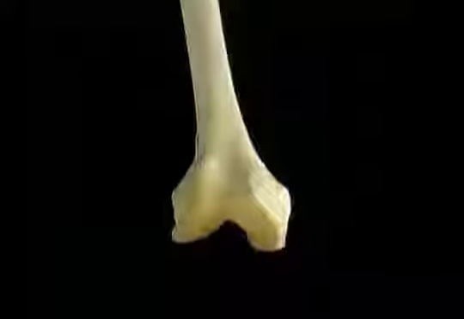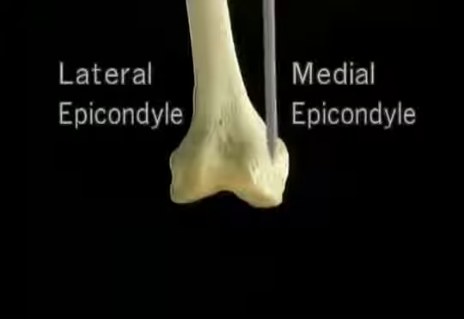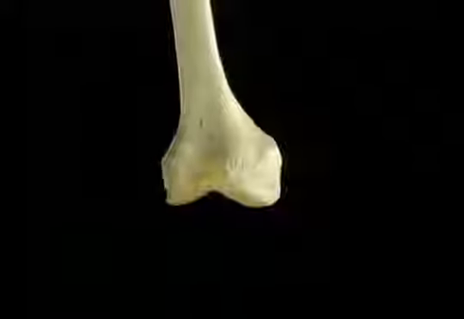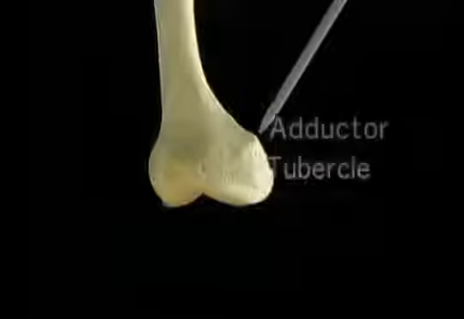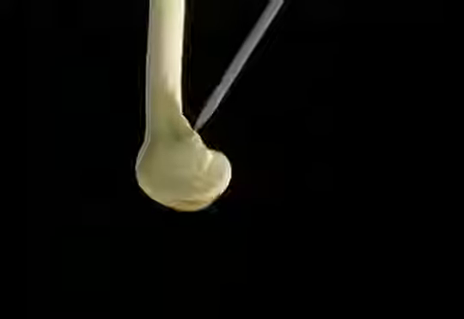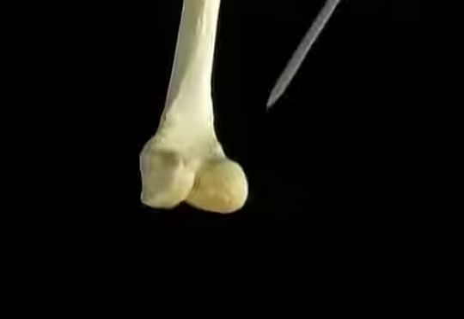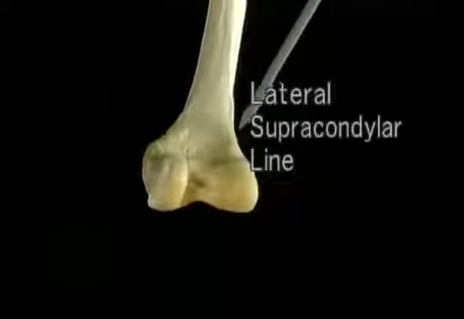Above the two condyles are the epicondyles, lateral and medial. The sharp corner on the medial epicondyle is the adductor tubercle. This prominent ridge is the medial supracondylar line. This one is the lateral supracondylar line.